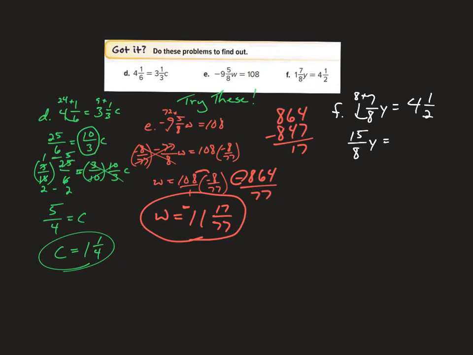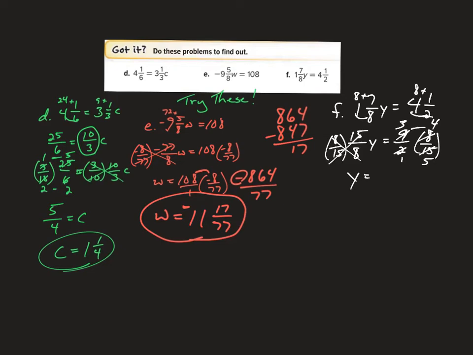And then 4.5 becomes 2 times 4 is 8, plus 1 is 9 over 2. We're going to multiply by the multiplicative inverse, which is 8 over 15. The left side cancels, and I'm left with y is equal to, I can factor a 2 out of the 2 to give me 1. 8 divided by 2 is 4. I can factor a 3 out of the 9 to give me 3, and 15 divided by 3 is 5.